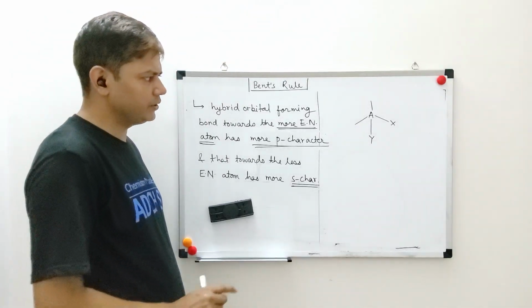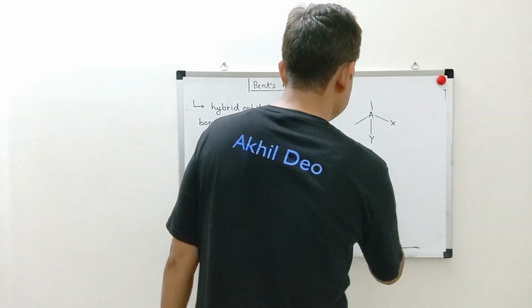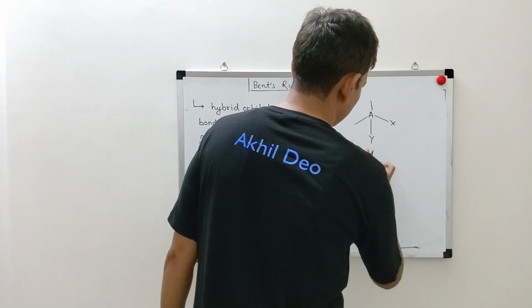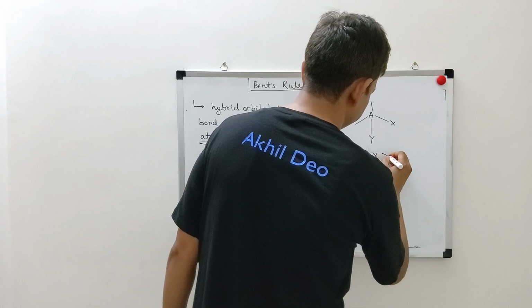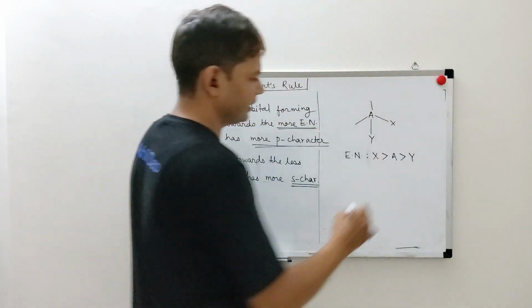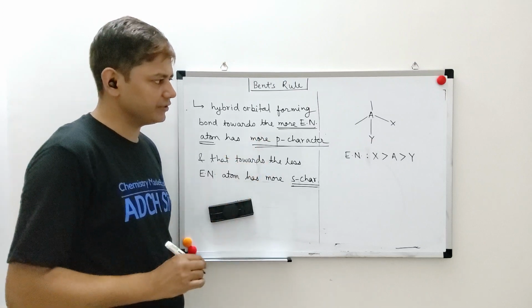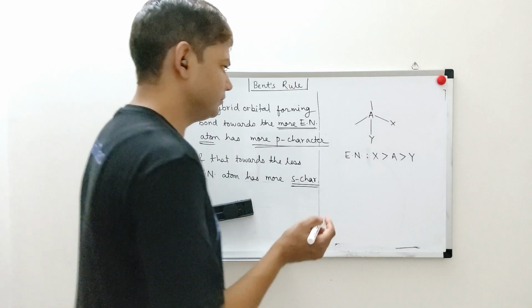Let us talk about two different atoms, X and Y. The electronegativities are such that electronegativity of X is more than that of A, and electronegativity of A is more than that of Y.